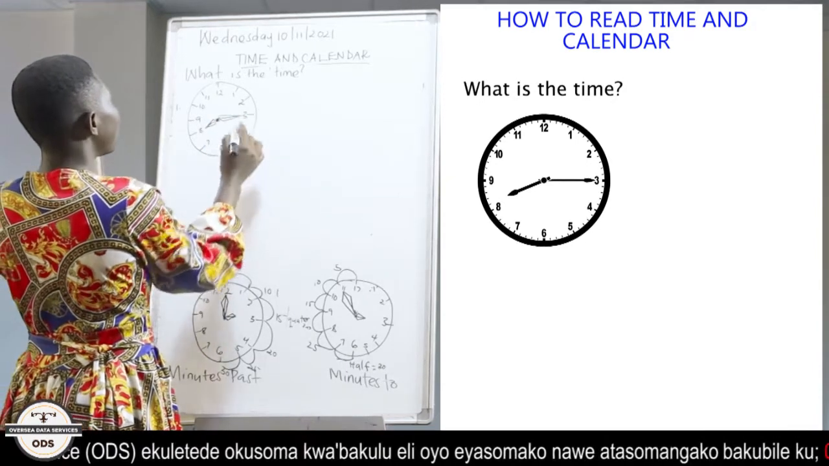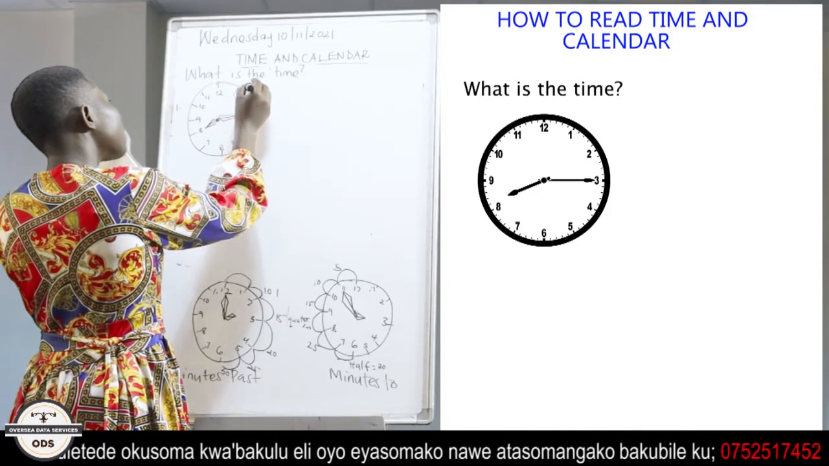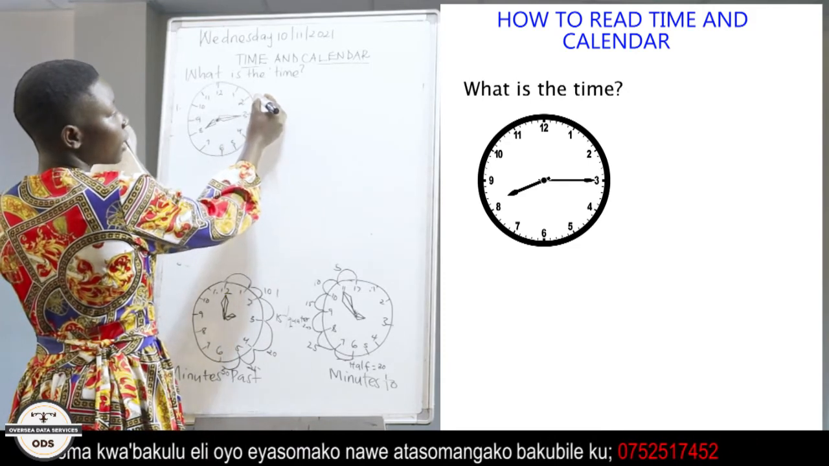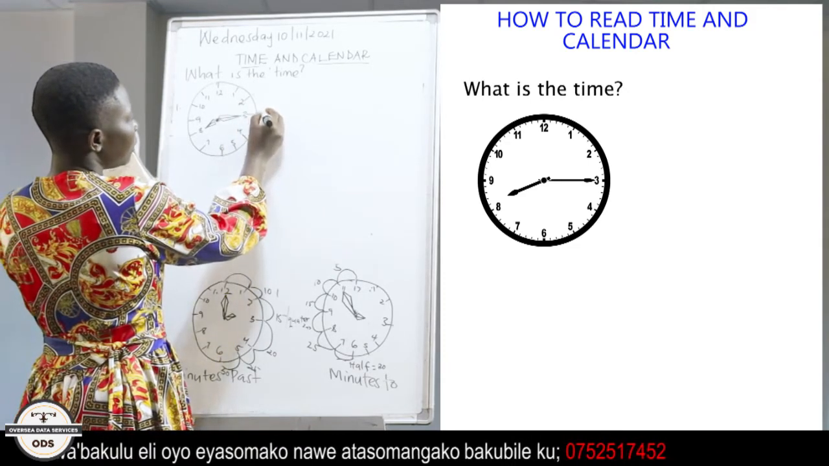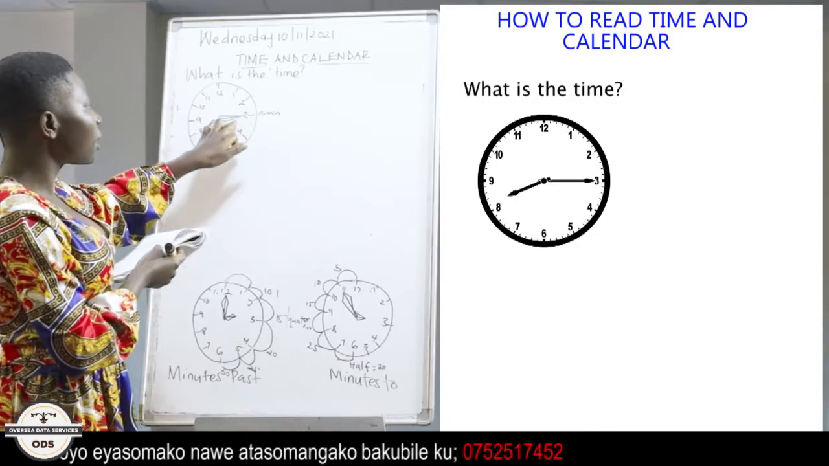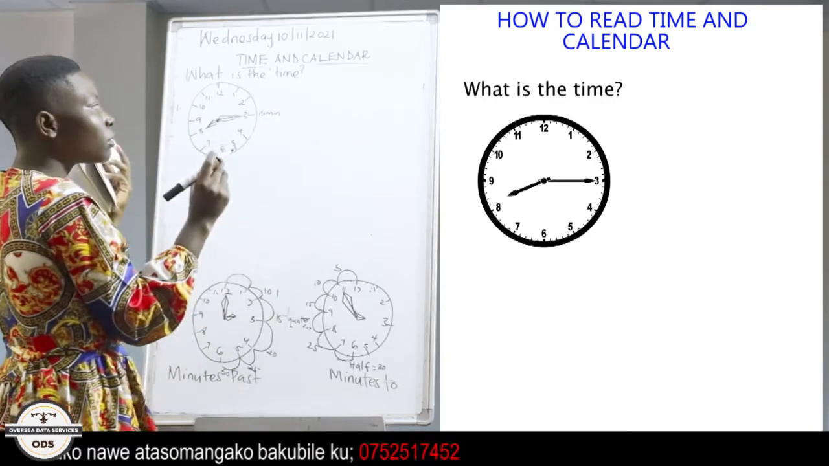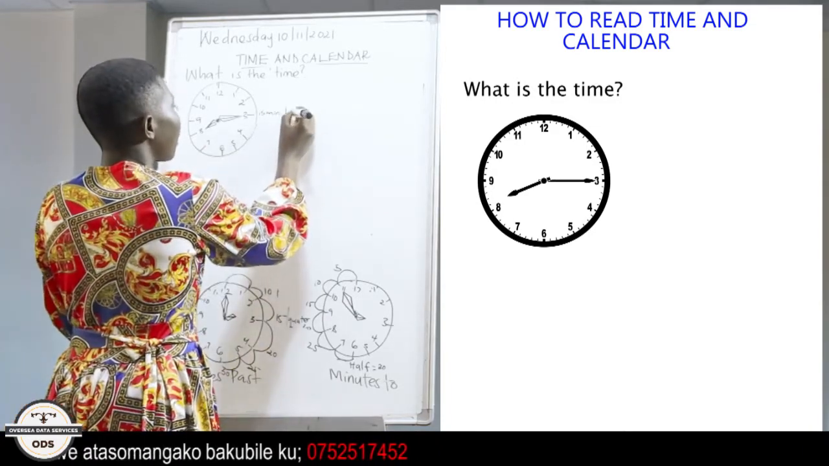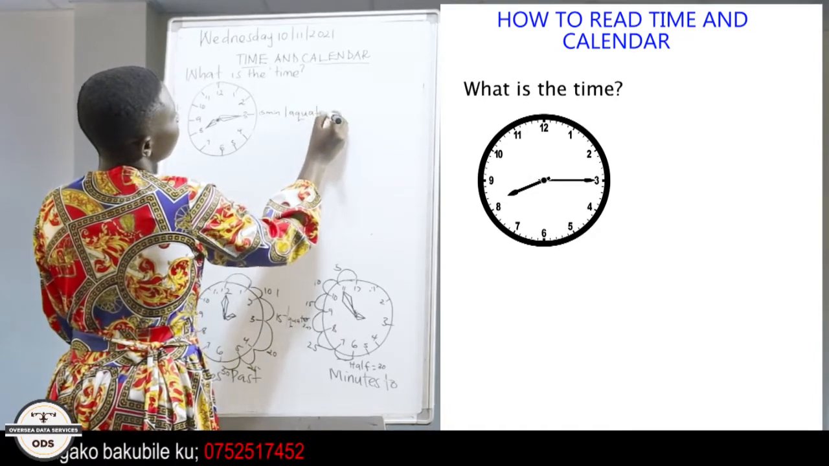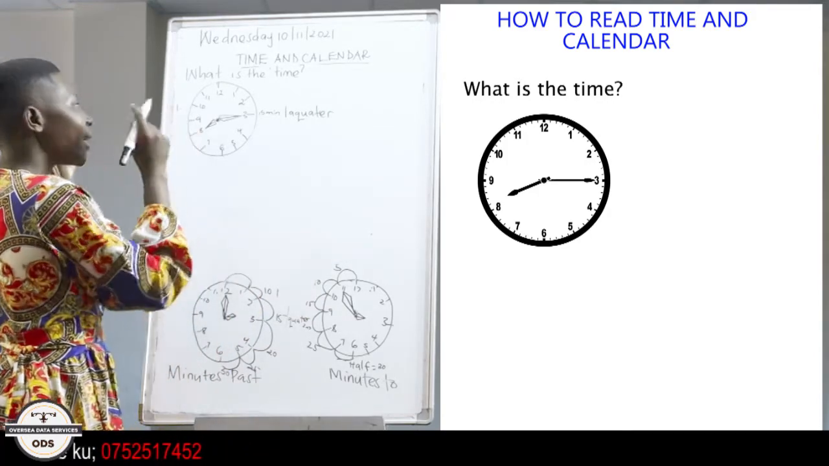So I told you that when you're moving from here, that is 5 minutes, 10 minutes. You keep on adding 5, and here it is 15 minutes. This is for minutes. So it is 15 minutes. And I told you, when you don't want to say 15, we say a quarter. Then here, this one is 8.